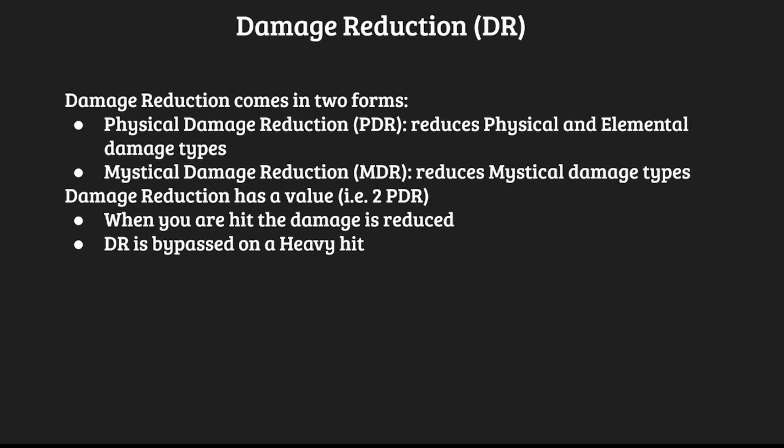Then we have DR, or damage reduction. And damage reduction comes in two forms. There's physical damage reduction, often called PDR, which is going to reduce the physical and elemental damage types, and mystical damage reduction, called MDR, which is going to reduce the mystical damage types you take. And so damage reduction has a value with it, so you might see something like 2 PDR. And what that means is when you're hit, that damage is reduced. So if I'm getting hit by a physical attack, I take some slashing damage, some fire damage, then the PDR is going to reduce that damage by 2 in the case of 2 PDR.